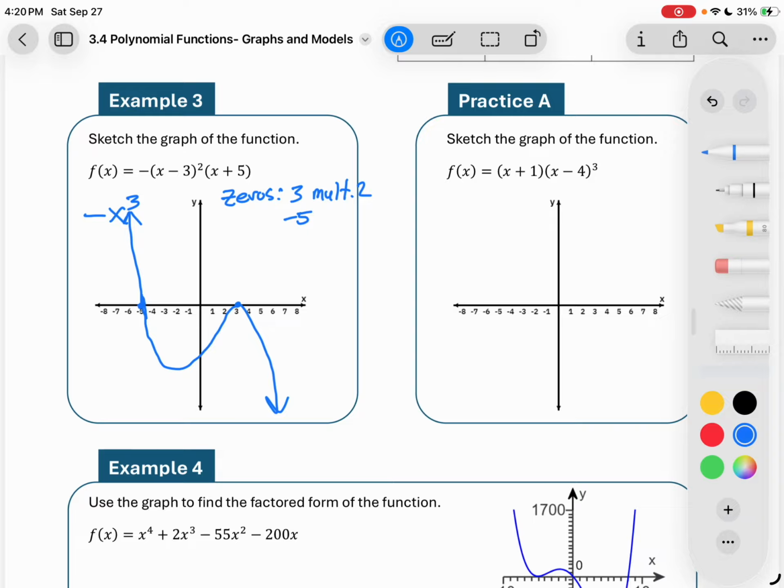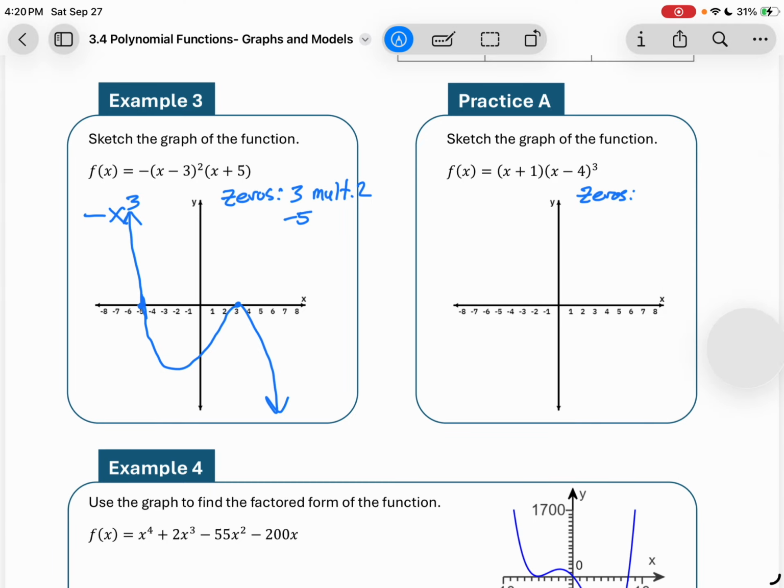If we take a look at practice A, that is also in factored form, our zeros would be at negative 1 and positive 4, which would have a multiplicity of 3 because of the power of 3 on it. So I can put a point on the x-axis at negative 1 and at positive 4.